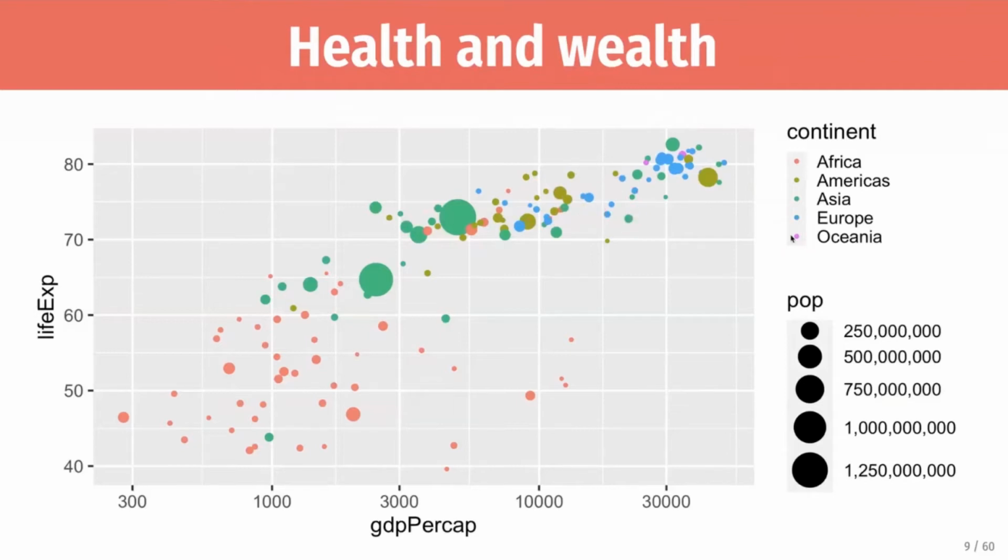So we have a good question here from Jonathan Smith. Is the geom function the type of graph, like a scatter plot or a bar chart or a pie chart? Kind of.